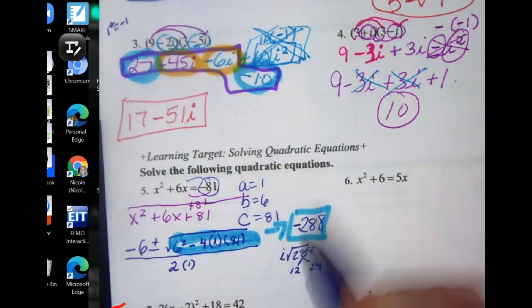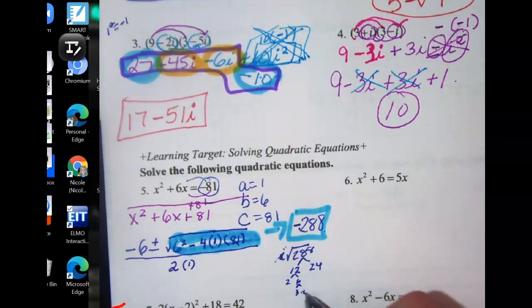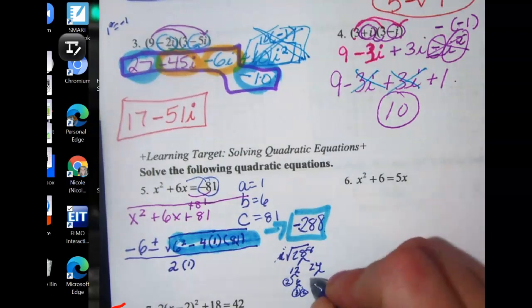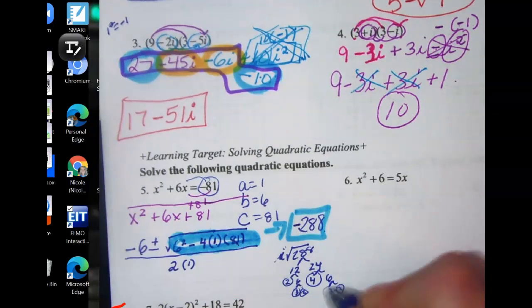Remember, to get that negative out, we bring out the i. So then I have 12, I have 2 and 6, I have 3 and 2. I'm going to circle 24. Let's see if there are any perfect squares that go into it. So I know 4 and 6. Well, 4 can come out. And 6 again is a 3 and a 2.